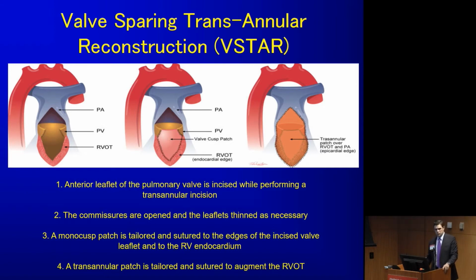which essentially is a technique where you do preserve the majority of the pulmonary valve, and you can see here on the leftmost cartoon, the transannular incision through the anterior leaflet of the pulmonary valve. The remainder of the pulmonary valve is left intact. The commissures are opened all the way, and the leaflets are thinned out. And then, as you can see in the middle figure here, a monocusp patch is tailored and sutured into place here, thereby preserving a pulmonary valve, but making it larger. And then there's an RVOT transannular patch that's sewn over the top of that.